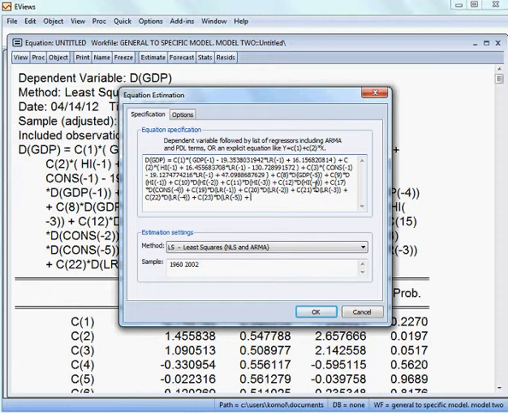Now I shall be adding some more variables which have no lags, such as C24. First I add the dummy variable, right?